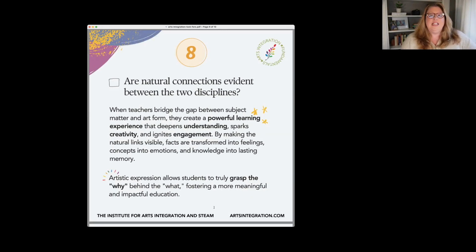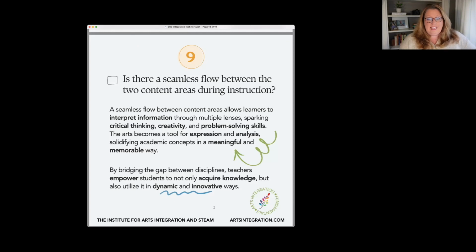Are there natural connections evident between the 2 disciplines that we're talking about? So is there a natural fit here, right? Can we bridge the gap between the 2 subject areas? And finally, is there a seamless flow between the 2 content areas during instruction?